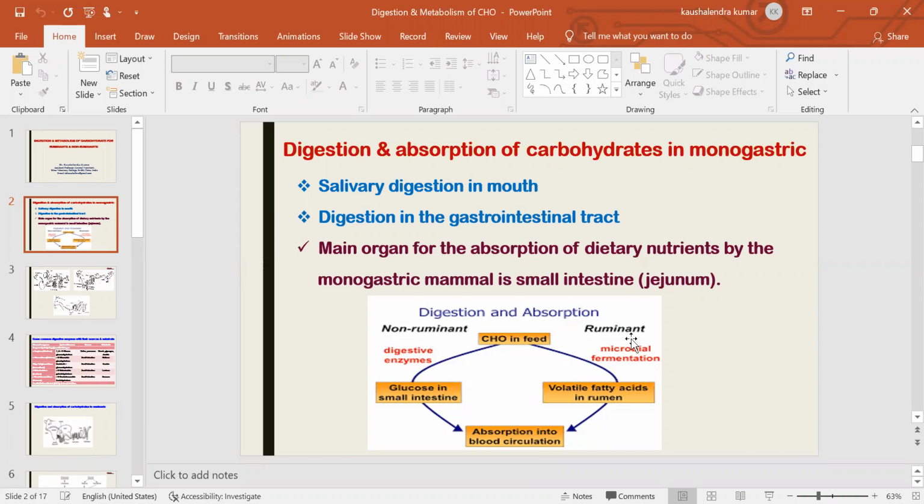In case of ruminants, there is microbial fermentation, microbial digestion by the action of different microbes, because the digestive system is different in ruminants compared to non-ruminants. The ruminant has a four-chambered stomach: rumen, reticulum, omasum and abomasum. Rumen is the largest chamber of the stomach. Rumen is also known as the fermentation vat, and abomasum is known as the true stomach. Abomasum pH is very low, and rumen pH is around 6.8. Rumen temperature is 39 degrees.